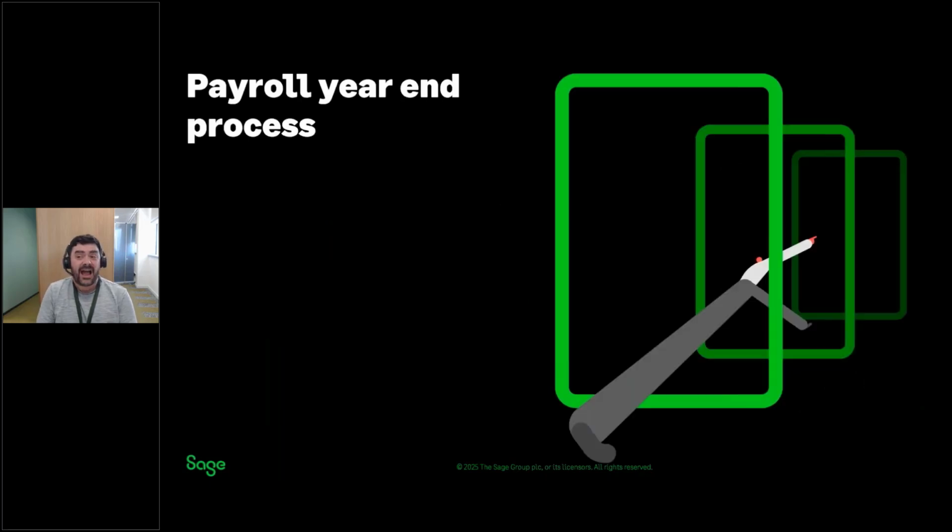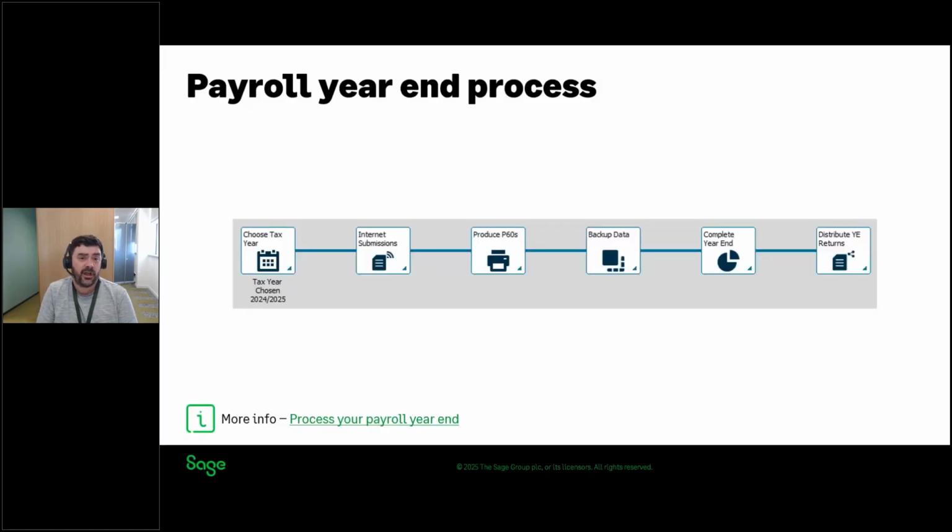So let's now take a look at that payroll year-end process. First of all, we're going to run you through the steps involved before we go into that full demonstration. We're going to be working through the steps in the year-end process map, moving left to right. You would start by selecting the tax year that you're running year-end for, which will be 24 to 25.